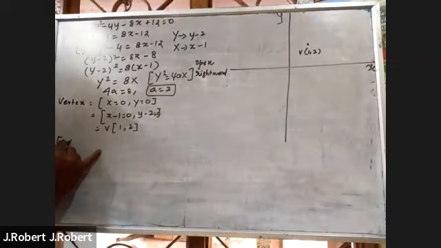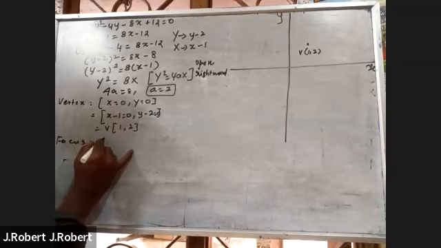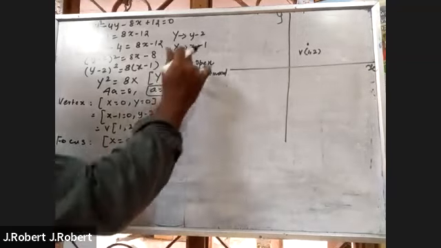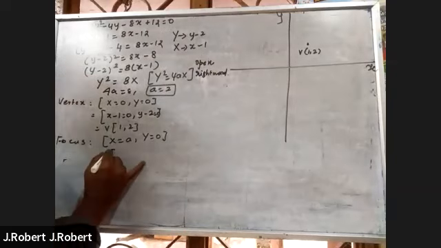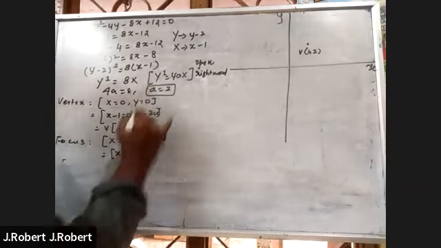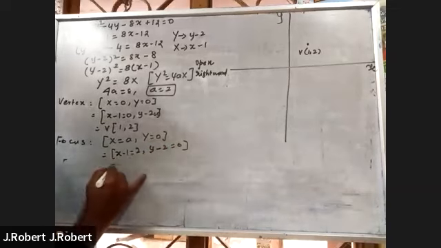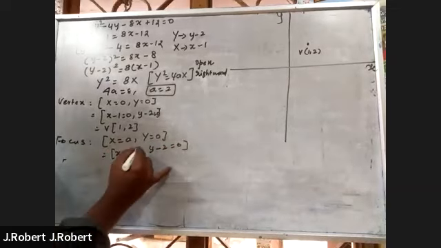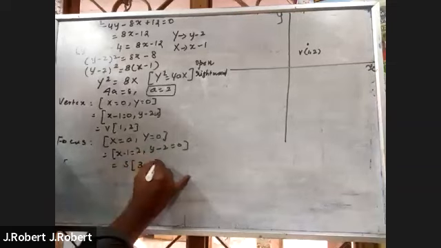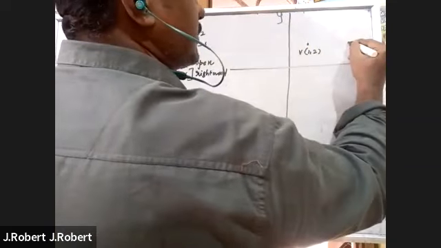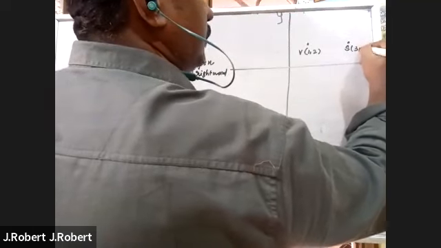focus. Your focus is x equals a and y equal to 0 because it is open rightward parabola. Therefore, x minus 1 equals a, which is 2, and y minus 2 equals 0. This becomes the focus: 1 plus 2 becomes 3, and y equals 2. So S is (3, 2). 1, 2, 3. S of (3, 2).